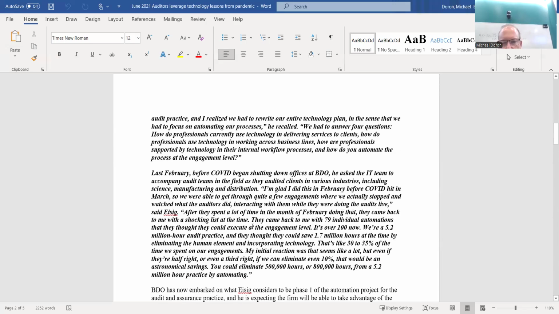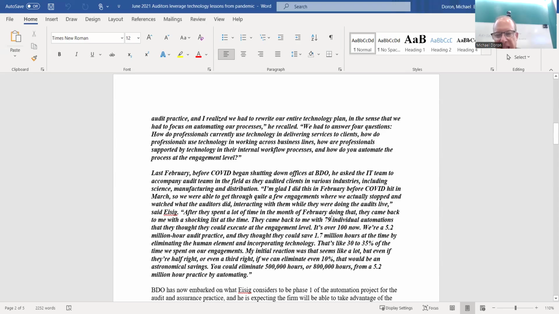Last February, before COVID began shutting down offices at BDO, he asked the IT team to accompany audit teams in the field as they audited clients in various industries, including science, manufacturing, and distribution. So the IT auditors shadowed the financial statement auditors to see what was going on. I'm glad I did this in February before COVID hit in March. So we were able to get through quite a few engagements where we actually stopped and watched what the auditors did, interacting with them while they were doing the audits live. After they spent a lot of time in the month of February doing that, they came back to me with a shocking list at the time.